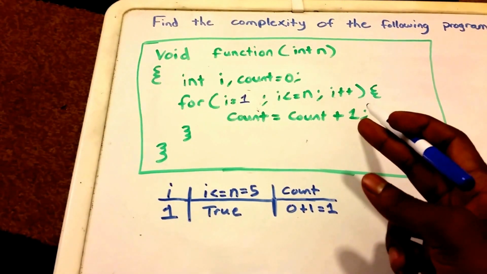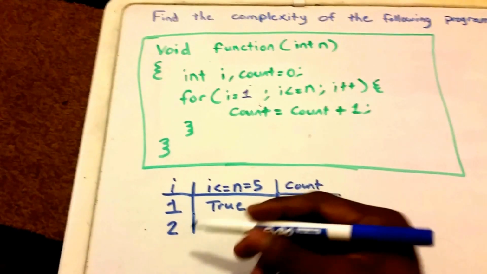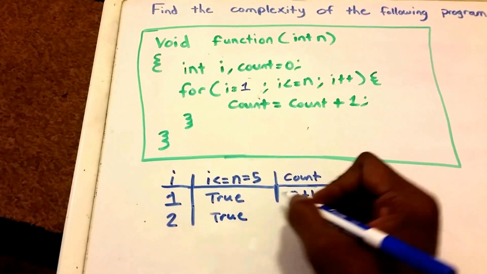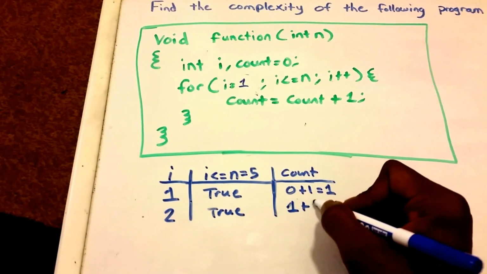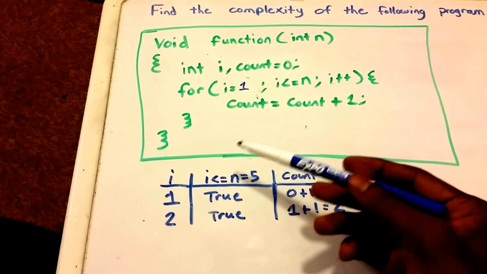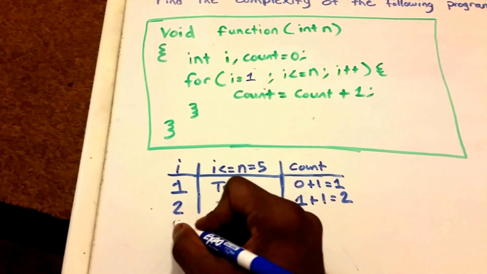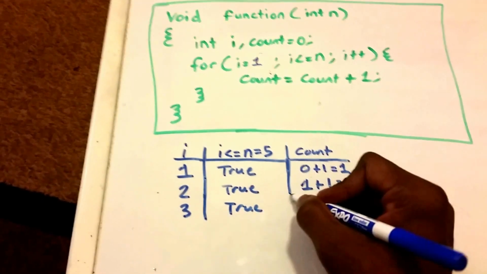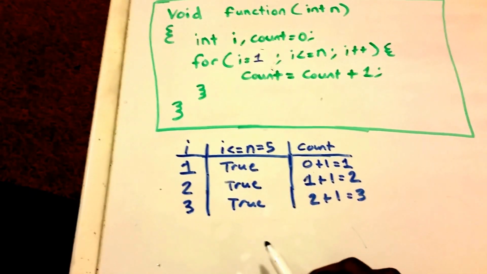So now our i is 2, right? It increments by 1. So now it's 2 less than or equal to 5? Yes, so that's true. And then our count variable becomes 1 plus 1, which equals 2. And then our i increments. So now i equals 3. Is 3 less than or equal to 5? True. And then we get 2 plus 1, which equals 3 for our count.